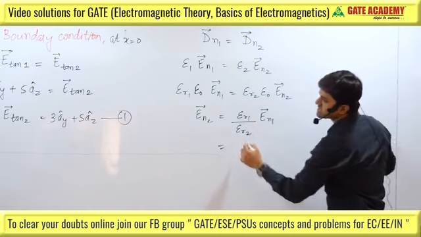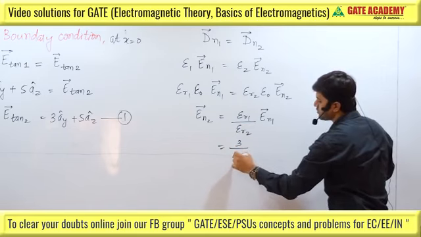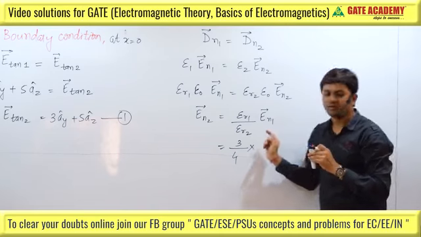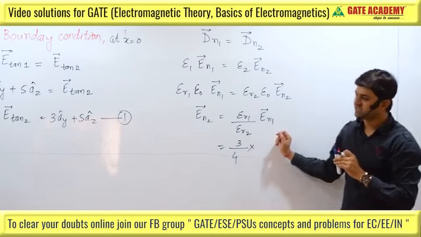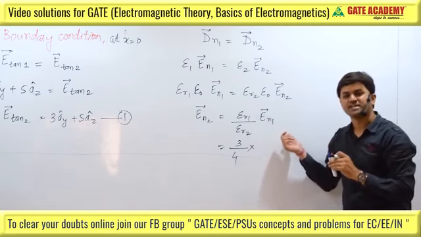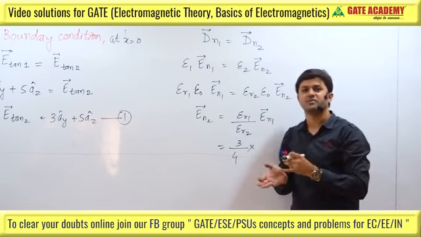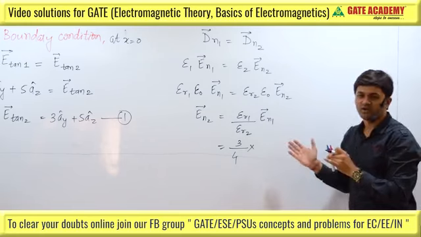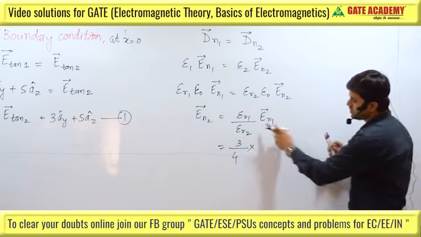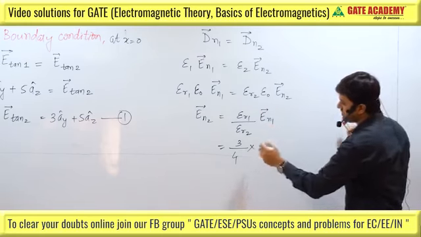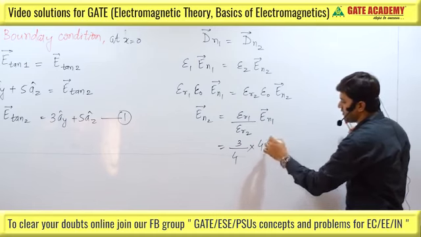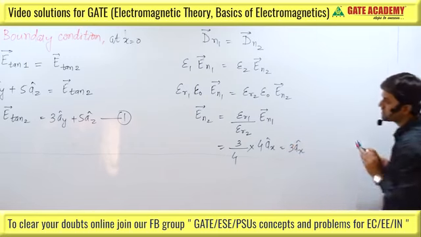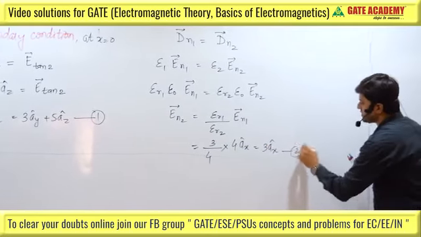So epsilon R1 is 3, epsilon R2 is 4. The normal component of electric field at the interface, which is the x equal to 0 plane, meaning the YZ plane, will be along x itself, since the normal of the YZ plane is x. So the normal component of electric field in region 1 will be the x component, that is 4AX, so this gives 3AX. Put this as equation number 2.